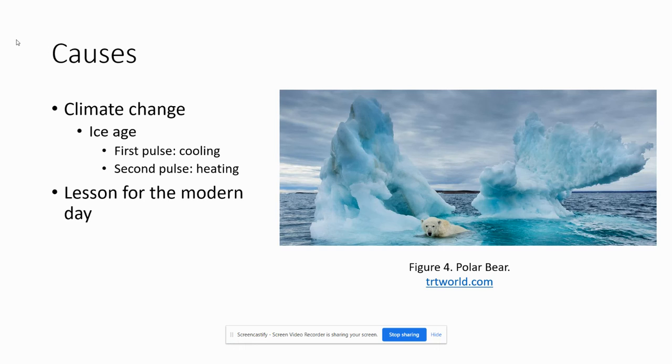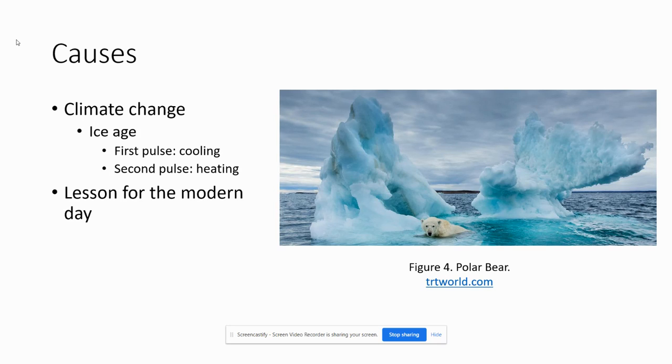All right, so the main cause of the Ordovician extinction is climate change. And as I said before, there was an ice age during this time. So the first pulse happened when the Earth was cooling and settling into that ice age. And then the second pulse was when it was heating up and coming out of that ice age. And basically what had happened was the temperatures were unlivable. Ecosystems were being vastly, significantly changed.